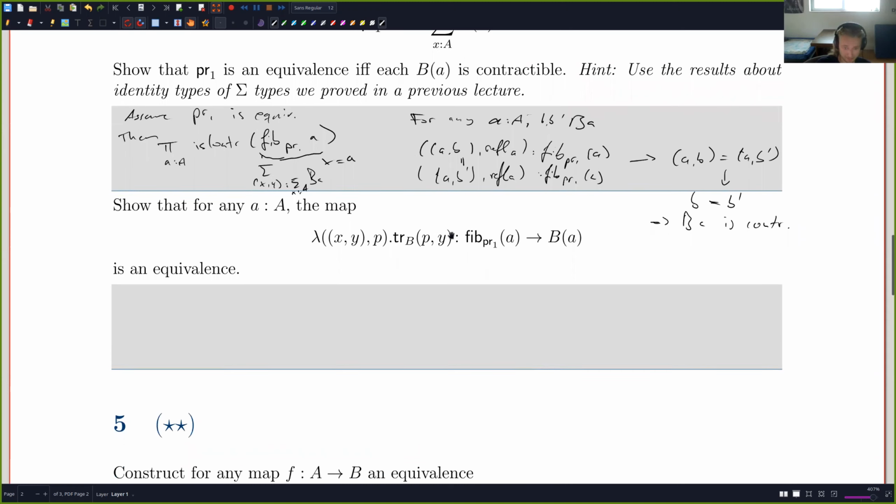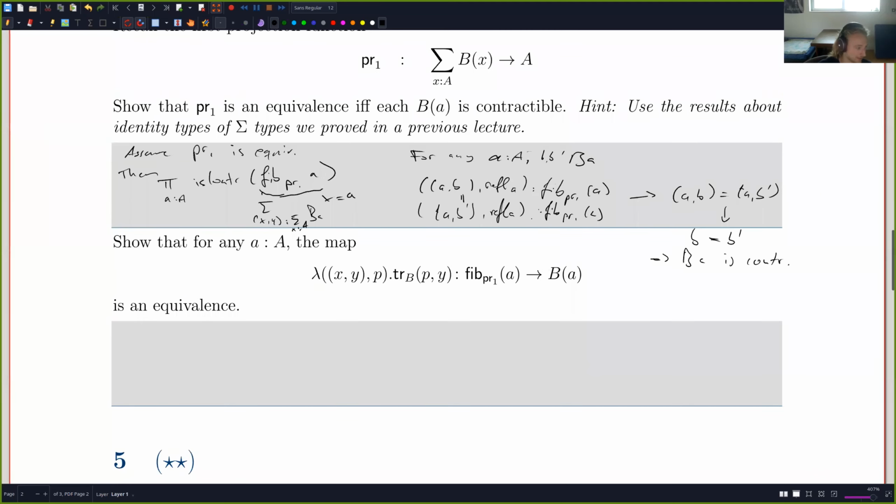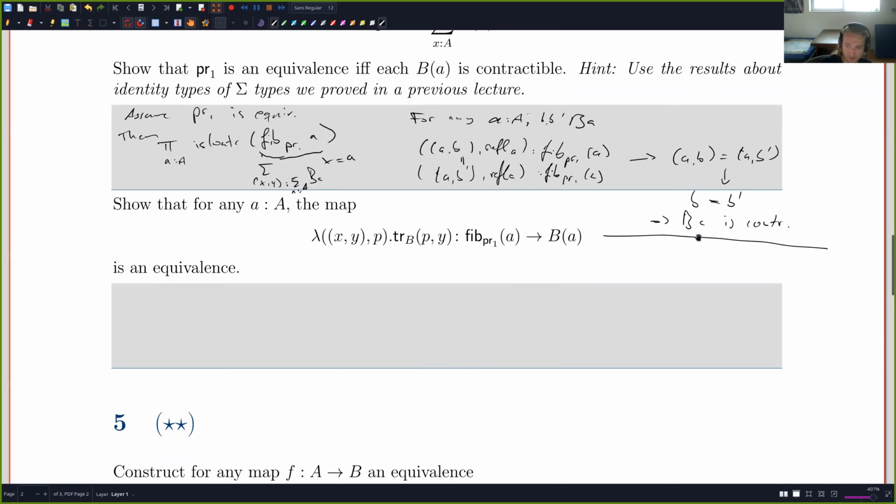Yeah, now we want to show that transport in B is, oh wait, the other direction, of course. I forgot. So okay, we're continuing the other direction here, and then we'll have to find some space for the next part of the exercise.